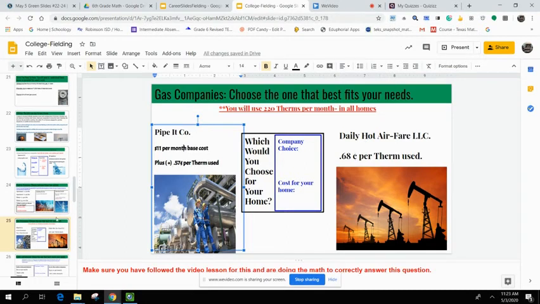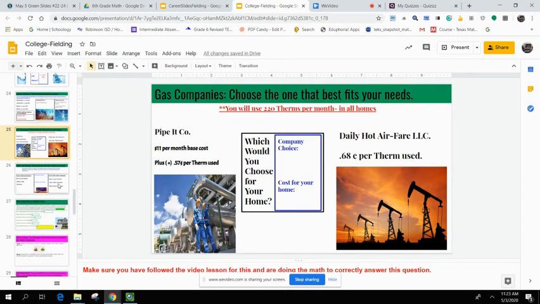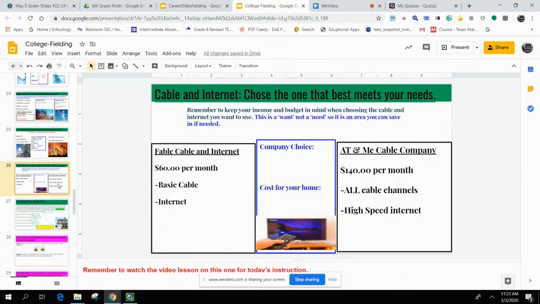Then on the next slide, let's see, let me go down, is your internet and cable. Now, guys, if you're really on a tight budget, you don't have to purchase cable or internet or any of that. But if you choose one, these are your choices.